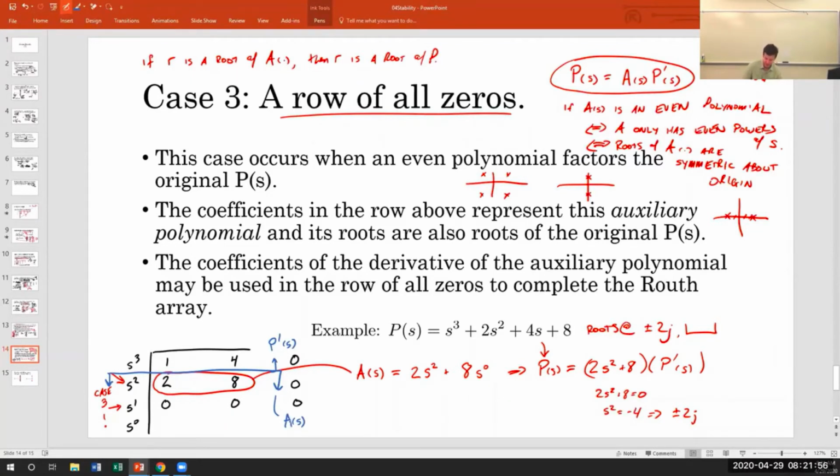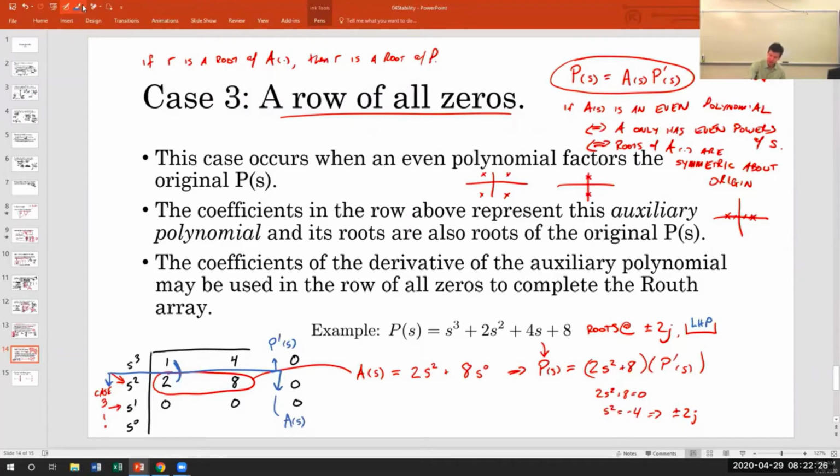So this is going to be key because we can still do the Routh-Hurwitz criterion on the stuff that tells us about P prime. In particular, how many sign changes are there between these two entries? There are 0 sign changes, which means that the root of P prime is not in the right half plane. But since it's a real root, it will either be 0 or in the left half plane.